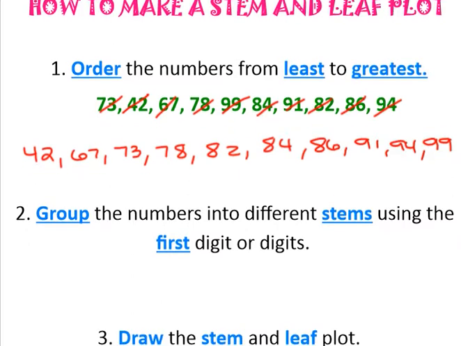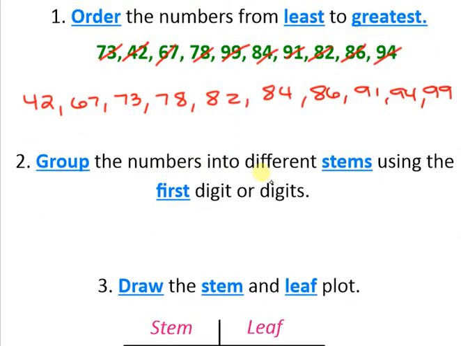The second thing you're going to do is group the numbers into different stems using the first digit or the first digits. So these are all just double-digit numbers. So what we're going to do is split them into stems and leaves. In this case, we're going to just separate them in half. So I'm going to use 4 as a stem and 2 as a leaf. I'm going to use 6 as a stem and 7 as a leaf.